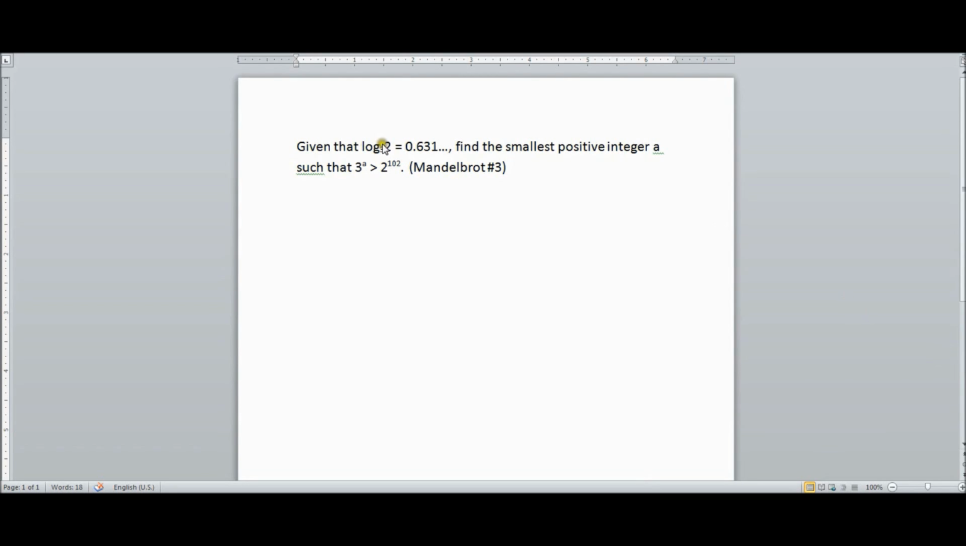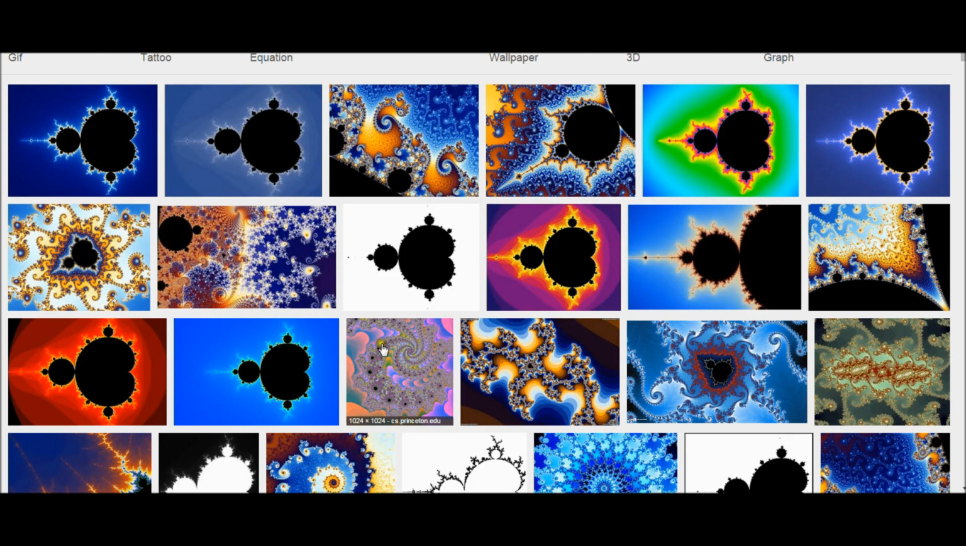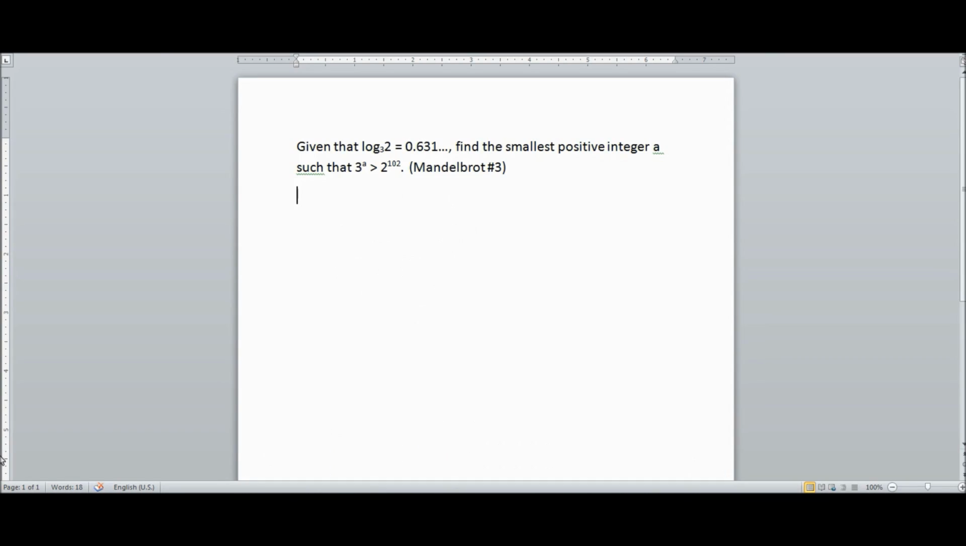Okay, so today we've got a logarithm problem. Given that log 2 is equal to 0.631..., find the smallest positive integer a such that 3^a is greater than 2^102. This is from the Mandelbrot number 3, which by the way is named after the Mandelbrot set, but that's for a different time.